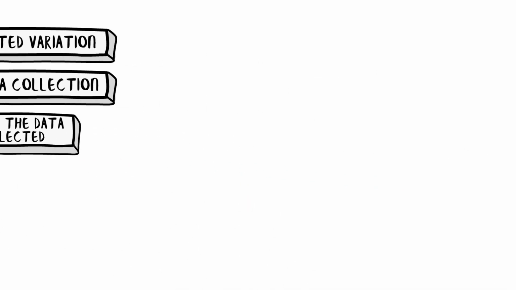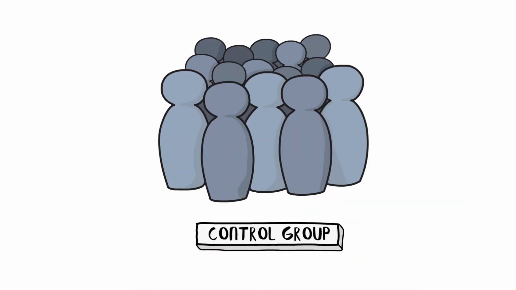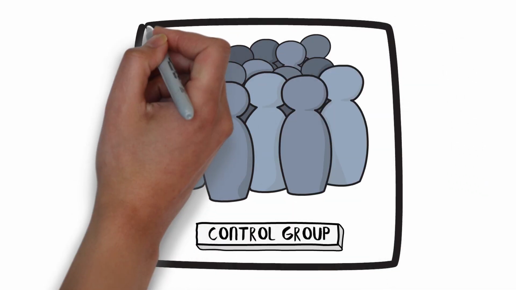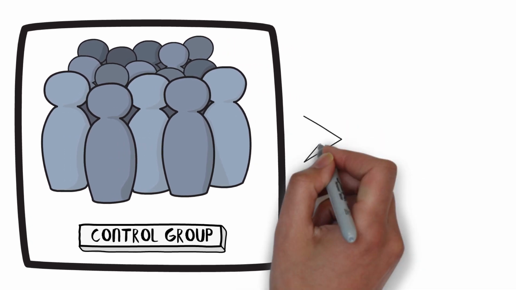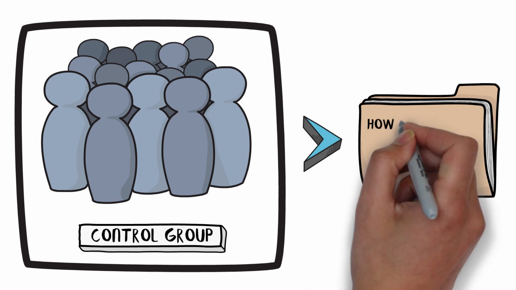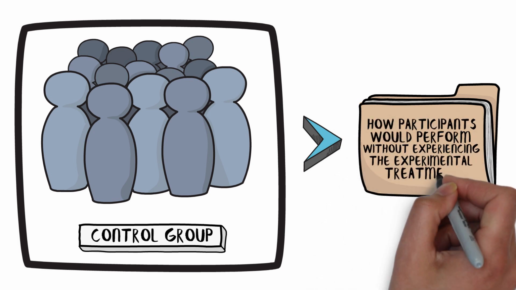The control group is used in an experiment to ensure that your experiment works. It's a way to make sure that the treatment the researcher is giving is causing the experimental results and not something outside the experiment. The control group is a group separated from the rest of the experiment, where the independent variable is being tested. A good experiment includes a control group because it gives information on how participants would perform without experiencing the experimental treatment.